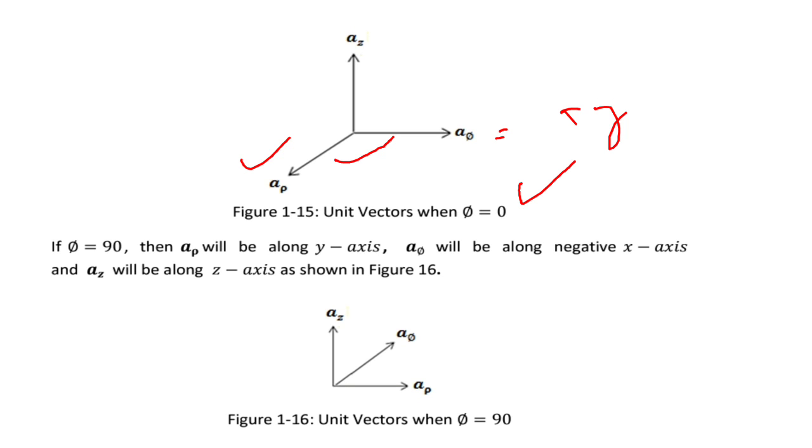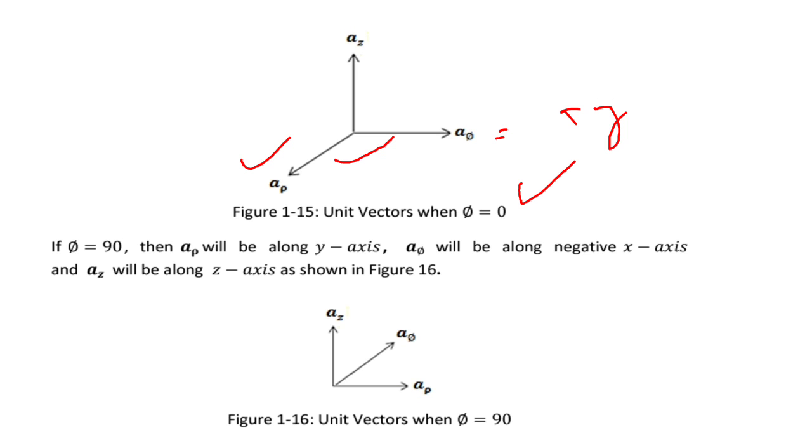So if phi is 0, we are in the rectangular coordinate system because the unit vector a rho is ax, the unit vector a phi is ay, and the unit vector az is az, and these are the three unit vectors of the rectangular coordinate system as well. So what I want to say is that the location of the two unit vectors a rho and a phi depends upon the angle phi. If phi is 0, a rho will be along the x-axis, a phi will be along the y-axis, and az will be along the z-axis.